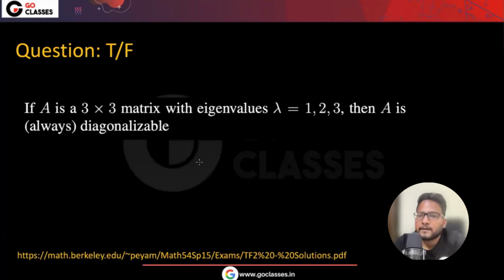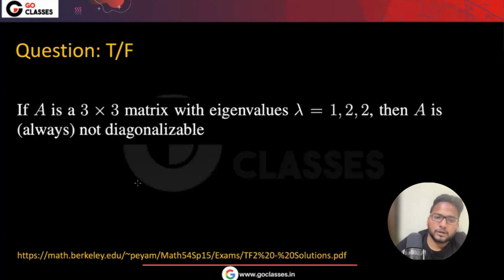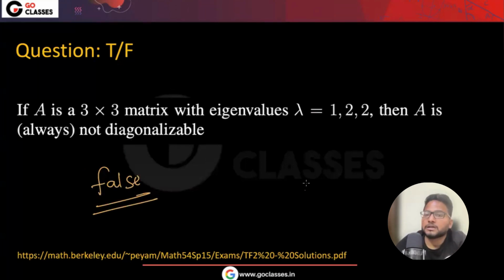So what they're saying, if you have three different eigenvalues, then this is always diagonalizable. Yes, right? So this is true. Let's just see this. If some eigenvalue is repeating, then always not diagonalizable. This is false, right? We have seen this in the earlier module itself, that even if the eigenvalues are repeating, the eigenvectors could still be linearly independent, right? So it might be diagonalizable.